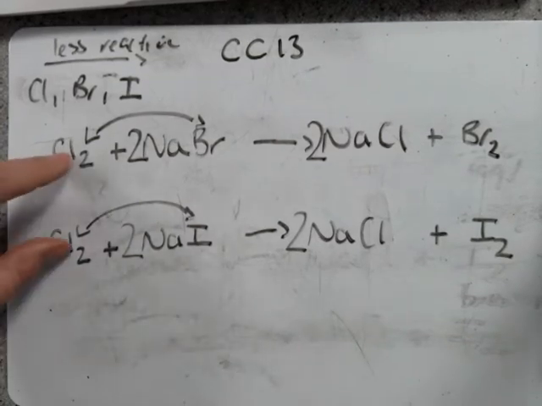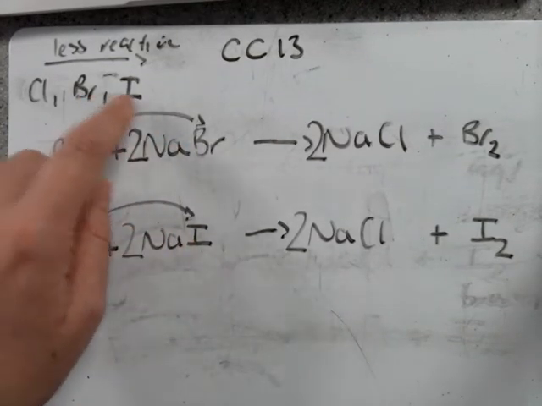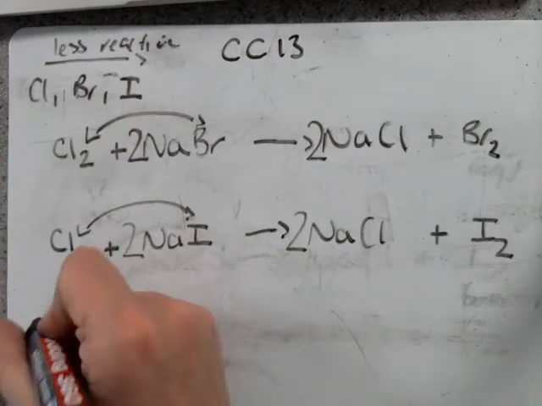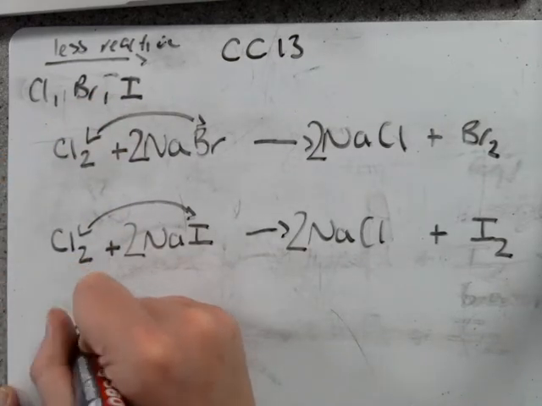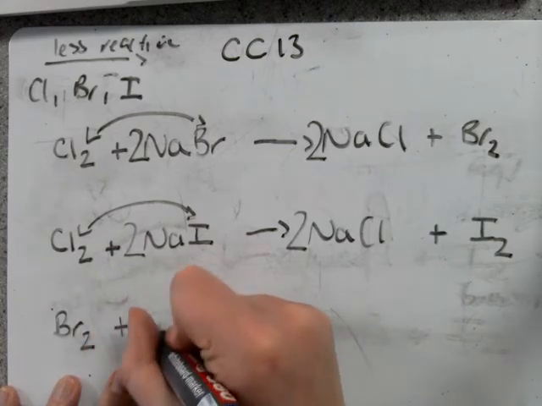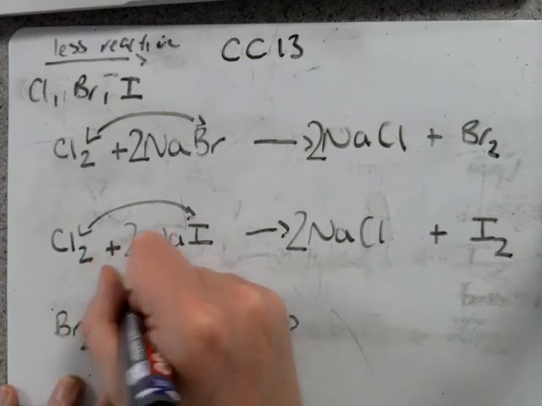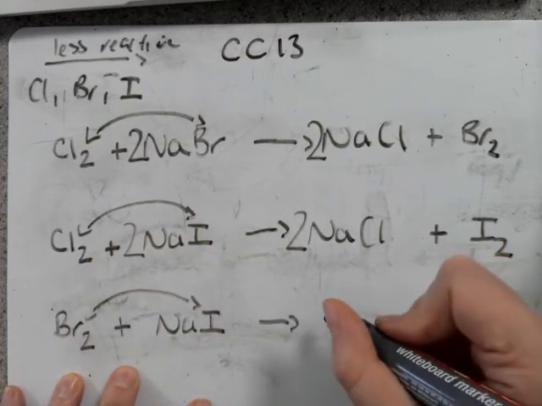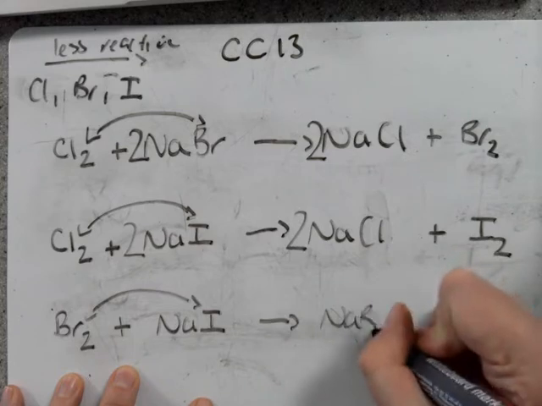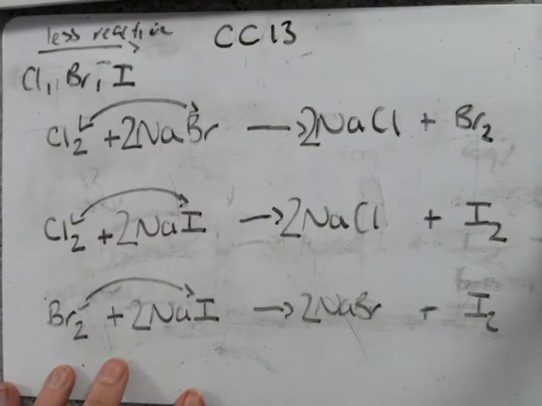So I've shown that chlorine is more reactive than bromine, I've shown that chlorine is more reactive than iodine. I now need to do bromine and iodine. So I'm going to take bromine by itself, it's Br2. I'm going to react it with a compound that contains iodine. Because bromine is more reactive than iodine, they will swap places. I'm going to get sodium bromide, I'm going to get iodine by itself, and then I will balance it. So that would be my 3 equations.